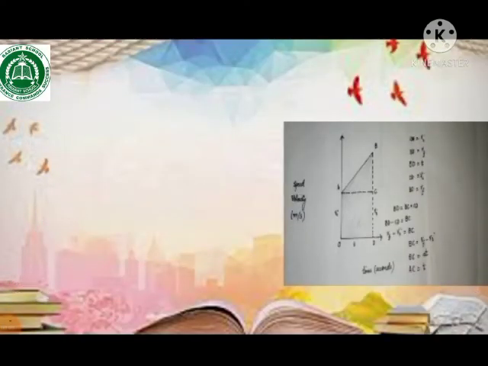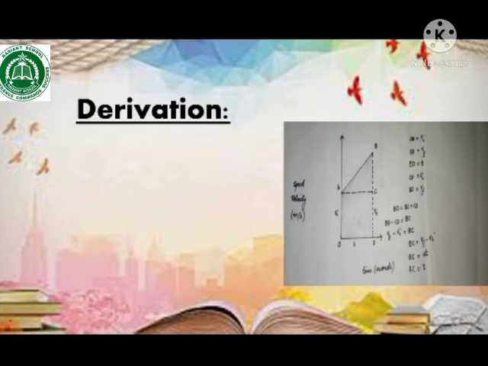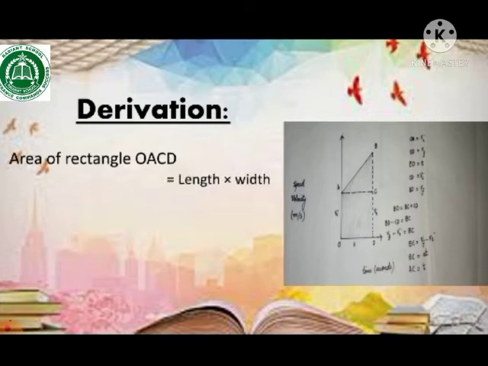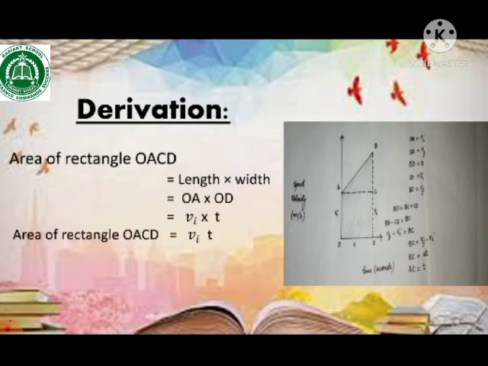This is now the time for the derivation. As you can see from the diagram, there is a rectangle OACD. The area of the rectangle OACD by definition is length into width. In this particular diagram, the length is OA and the width is OD. The value of OA, as I told you earlier, is VI and the value of OD is T. Next, I have the final form of the area of the rectangle.